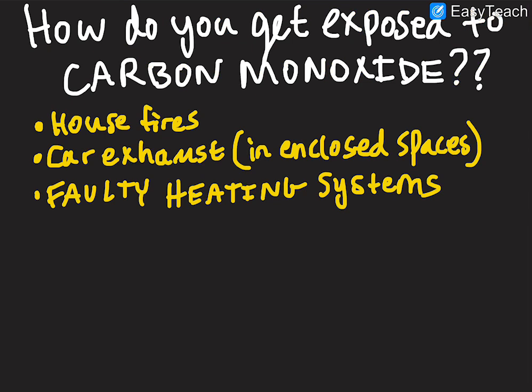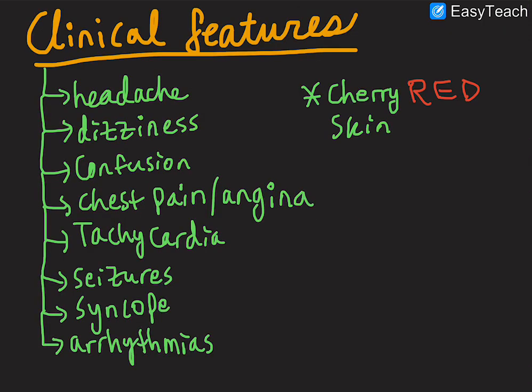So, well, first we should know how we get exposed to carbon monoxide, right, in the first place. Some common ways to get exposed are house fires, car exhausts, right? So especially in enclosed spaces, if you turn your car on and there's minimal ventilation in that area, carbon monoxide can definitely build up, and also faulty heating systems. All right. So let's talk about the main thing, which is the clinical features.